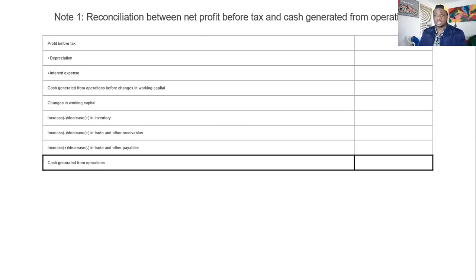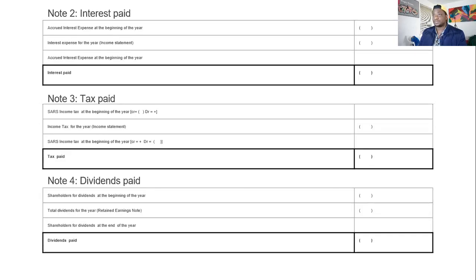And then an increase in trade and other payables means that instead of buying things for cash from our suppliers, we're buying more on credit, and therefore we are retaining more cash within our hands. And then you calculate the entire effect of changes in working capital, and then you add it together with cash generated from operations, and then you'll get cash generated from operations.